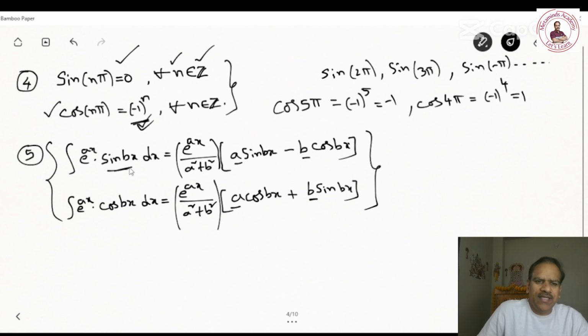Whenever you have sin here, you will get sin first and then its counterpart cos. Whenever you have cos here, you will get cos first, its counterpart next in the second term, right? You remember this formula like this. And whenever you have sin, you will get negative sign. Whenever you have cos here, you will get a positive sign. That is how you can remember these two formulas, right?